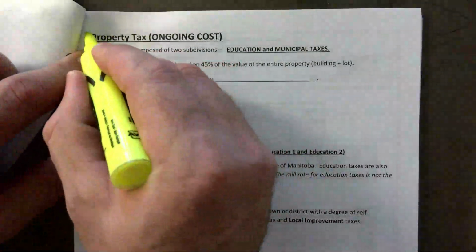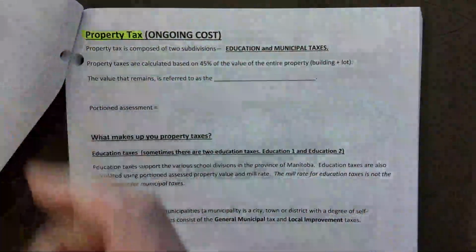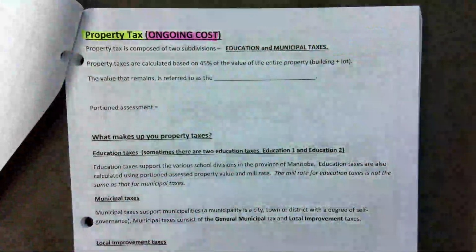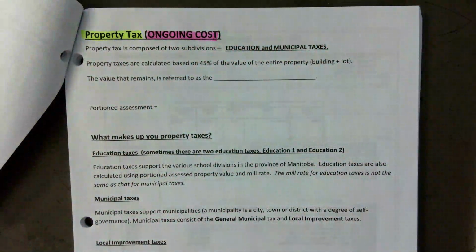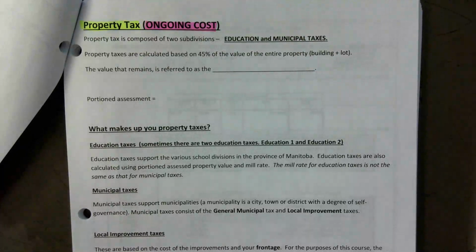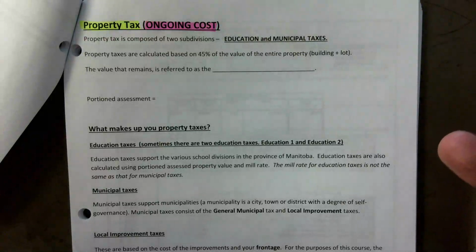So property taxes would be considered an ongoing cost. Just so you know, that's the one major way the government collects their money to do work around the city. Okay? It's from property taxes.